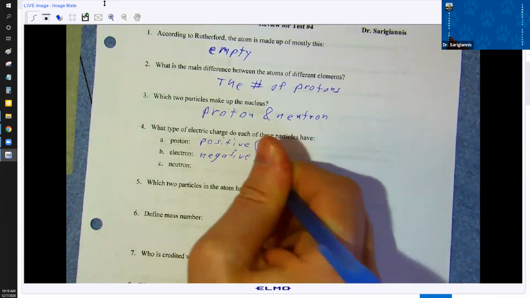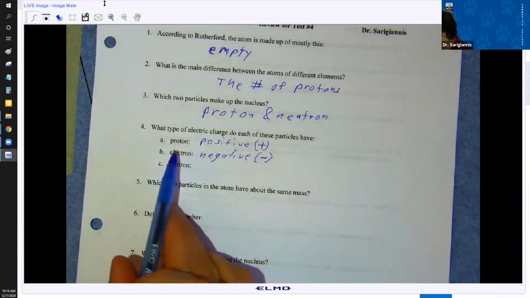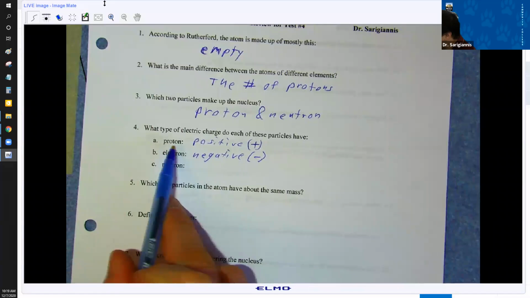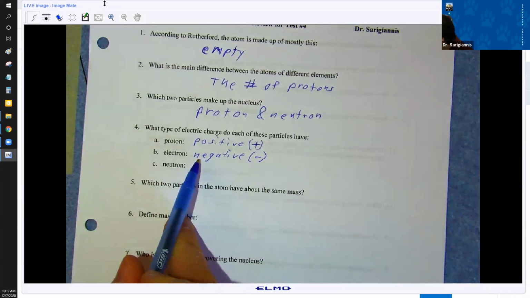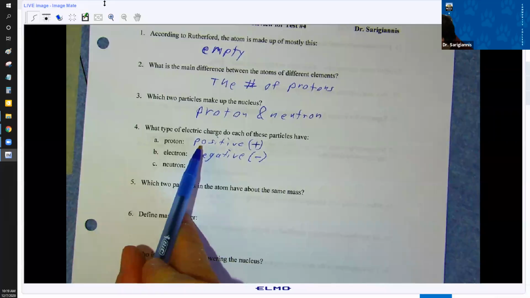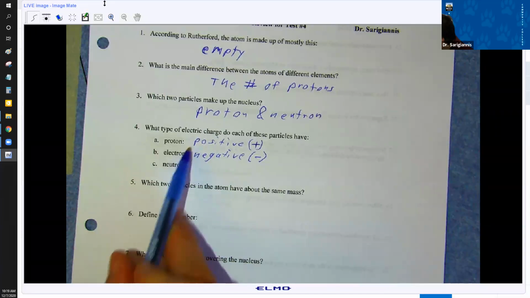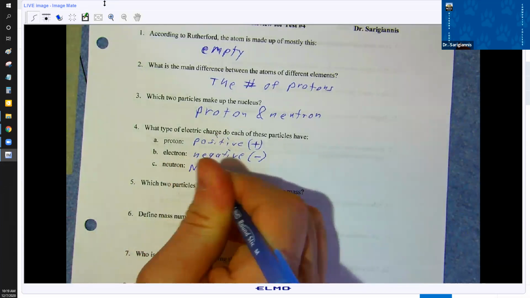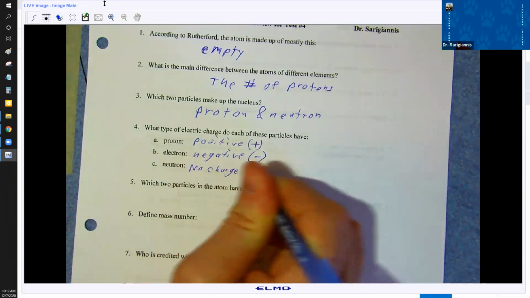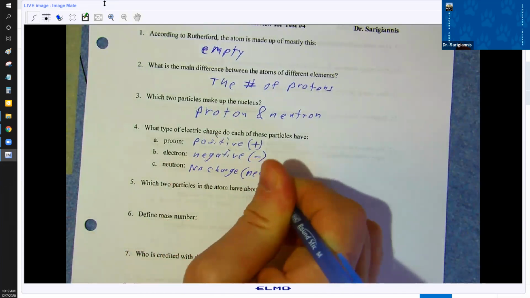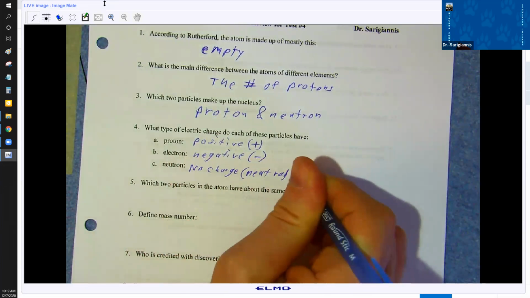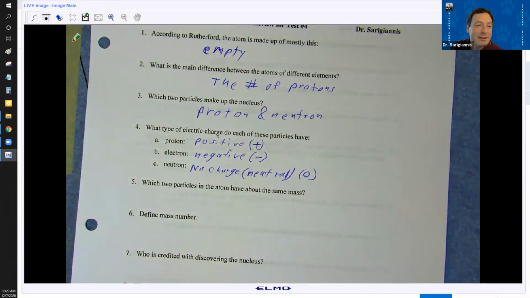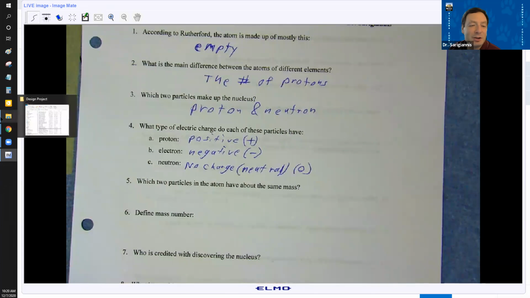This is important that you remember for a neutral atom: the number of protons and electrons are the same. So you can get the number of protons off the atomic number, and as long as it's a neutral atom, you can say, okay, the number of electrons equals the number of protons. And the neutrons have no charge, or neutral. I guess you could write that as a 0. All right, let's go back to the poll here.